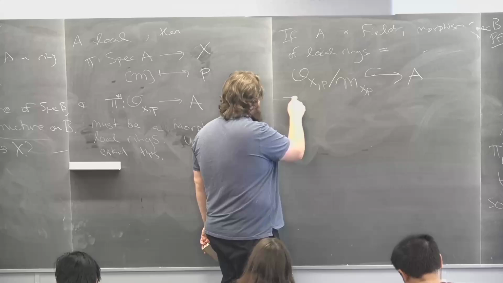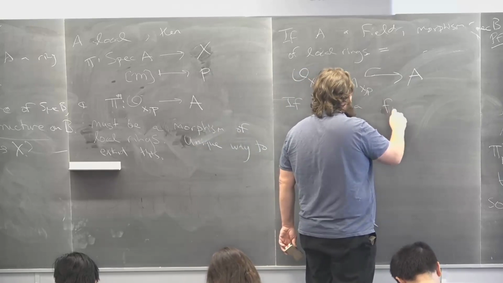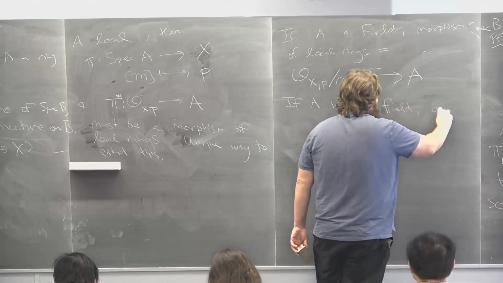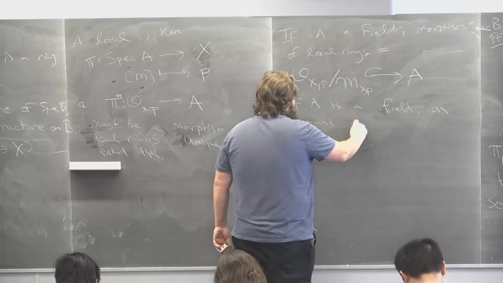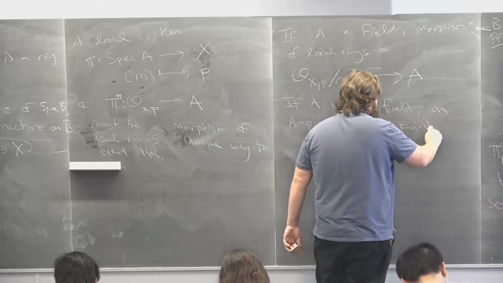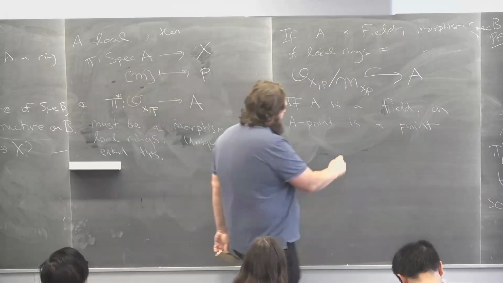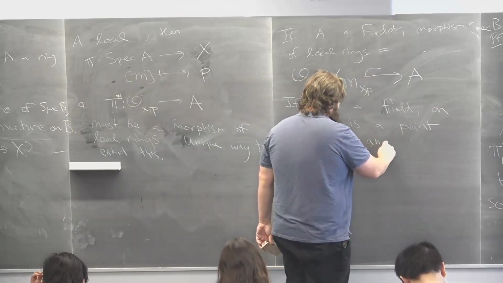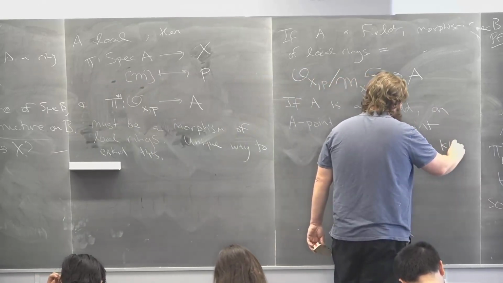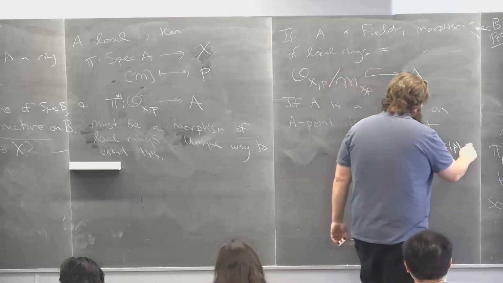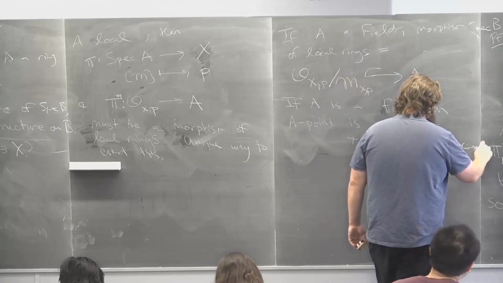So what this is telling me is if A is a field, an A point is a point in the usual sense, an actual element of the underlying topological space, plus an inclusion of the residue field K of P into A.